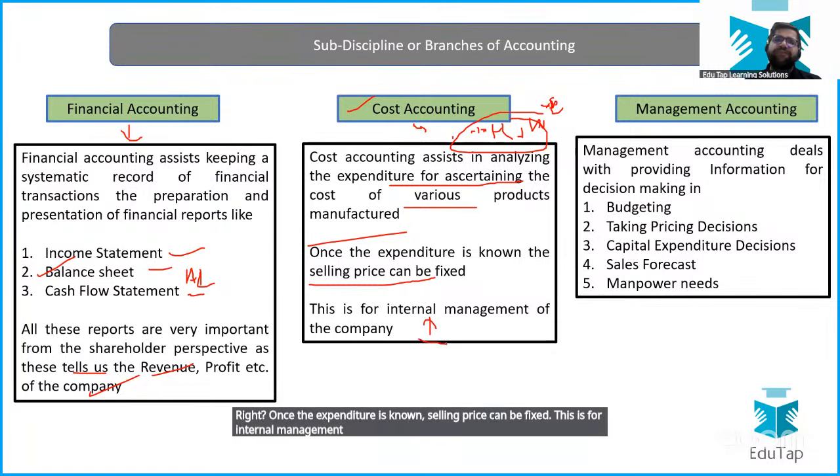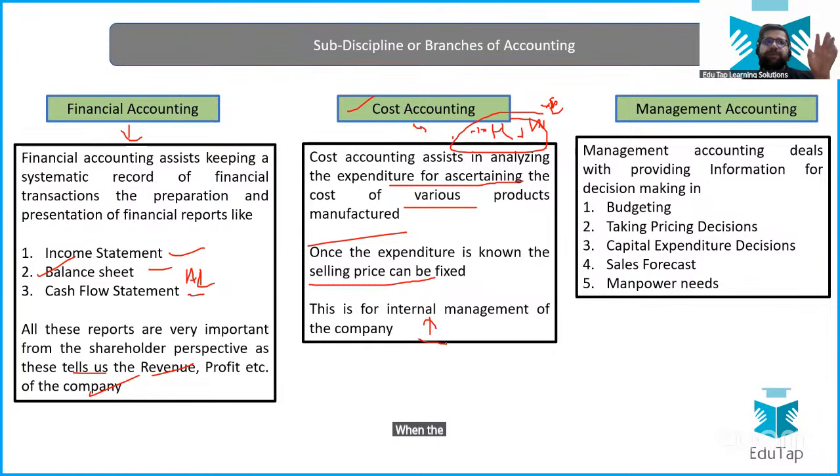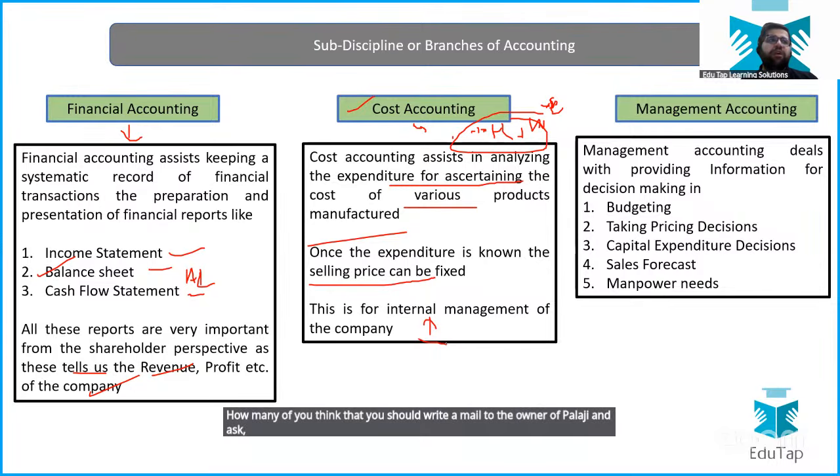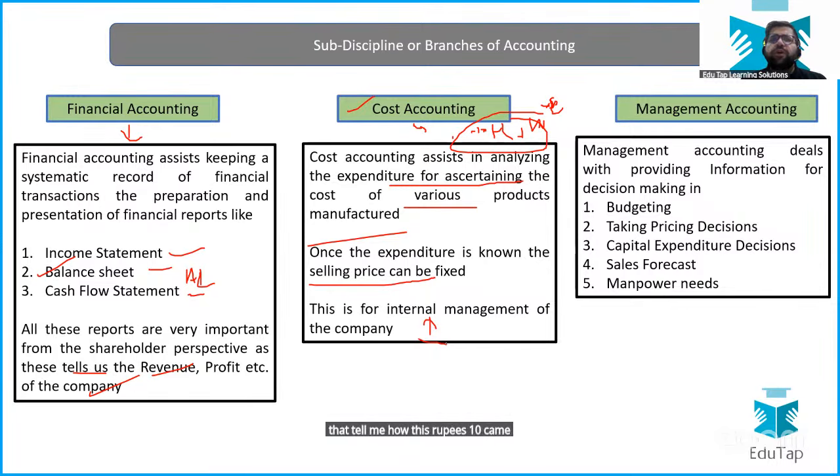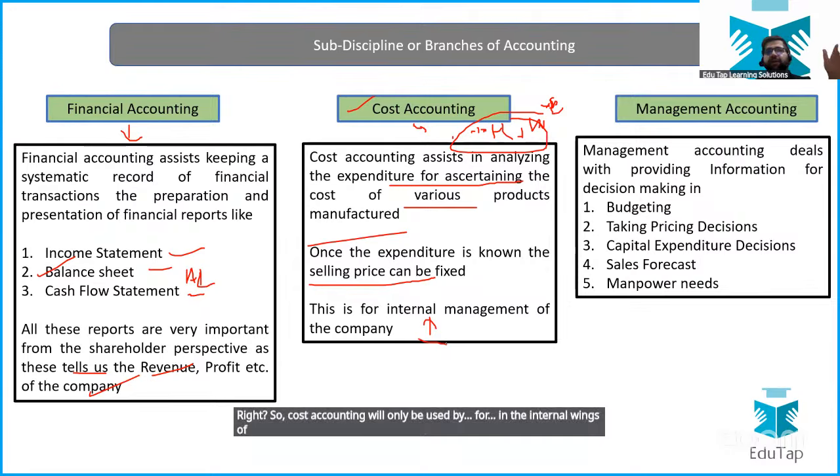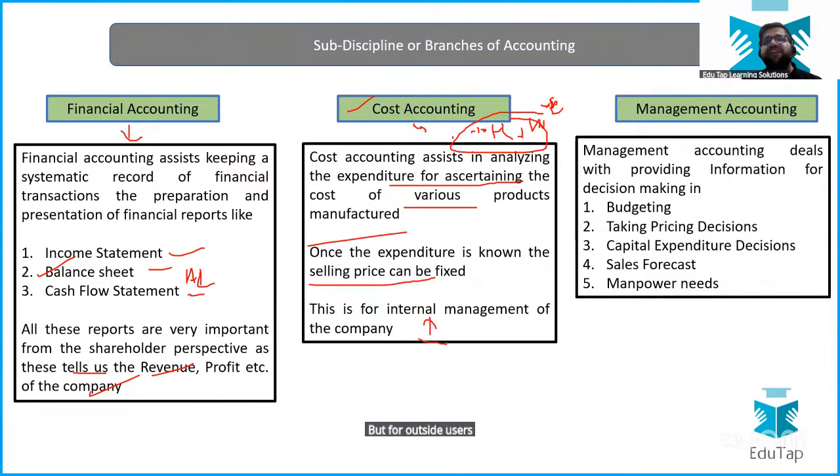Like, tell me frankly, when a Parle-G biscuit is for rupees 10, how many of you think that you should write a mail to the owner of Parle-G and ask, tell me how this rupees 10 came? Nobody does, right? Because this is for internal use. This is not for external users. So cost accounting will only be used in the internal wings of the company. But for outside users, you provide financial accounting.